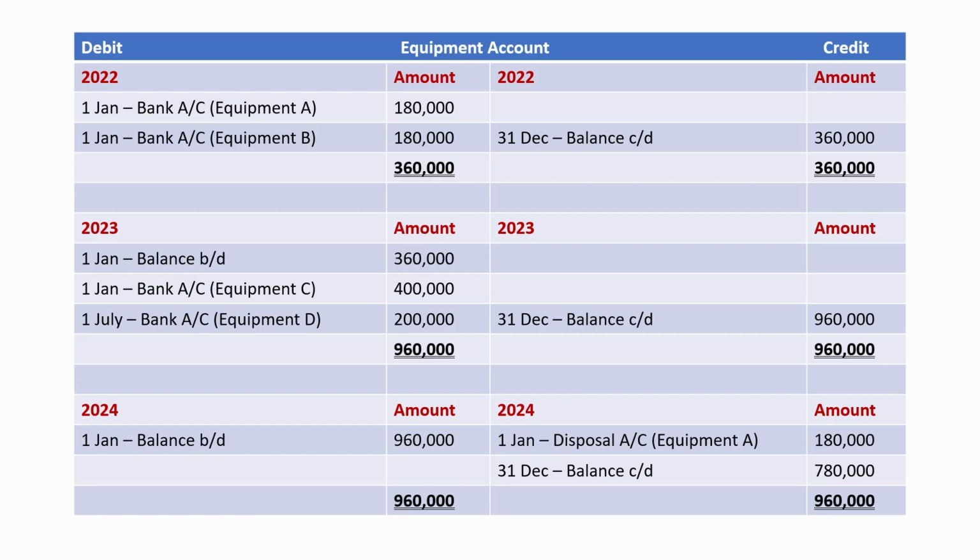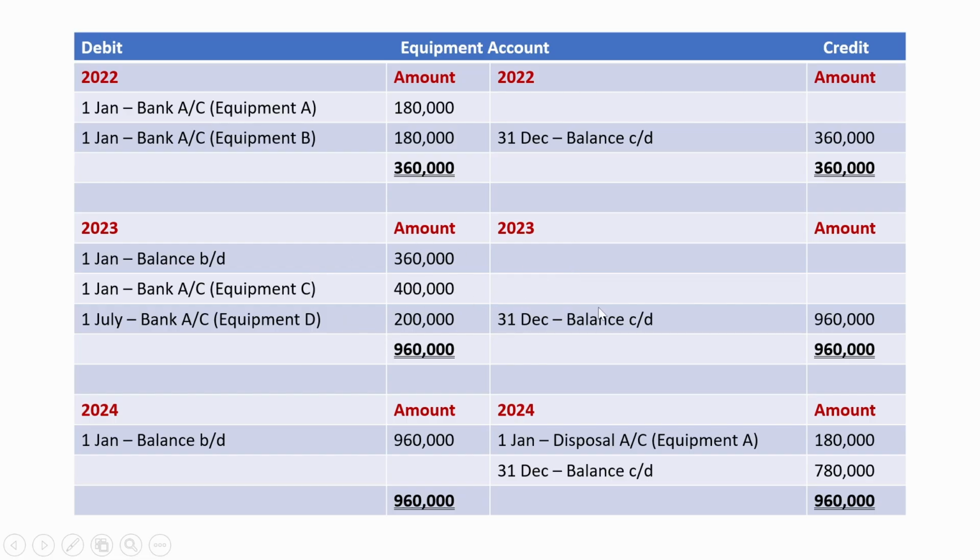So remember, in the question, in the year 2023, the company purchased two more equipment, C and D. C was purchased for 400, D was purchased for 200. So we debit, increase, because assets have increased, we debit, and we call them bank account, just like we did previously. Because the money will come from the bank, we are going to credit the bank account. In the year 2023, there were no other transactions, no more acquisitions, no more disposals, just C and D.